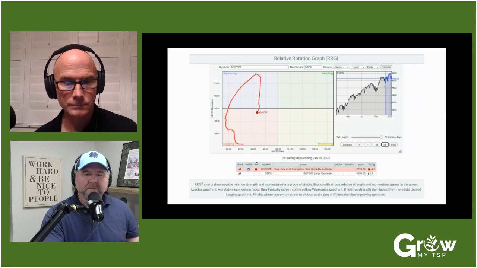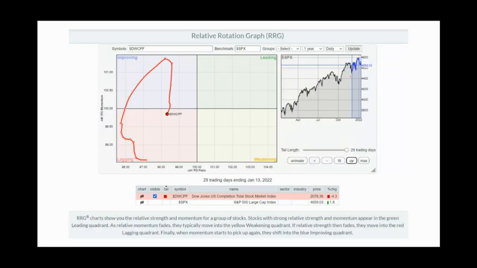Cool. So you can change the tail length, which basically means, so this is 29 trading days, right? So here's 1, 2, 3, 4. You can count the dots. Each one of these dots gets you to where it ends right there. And it kind of makes sense if we think through it.